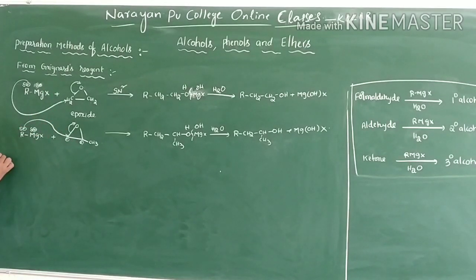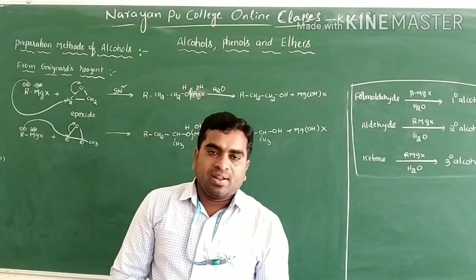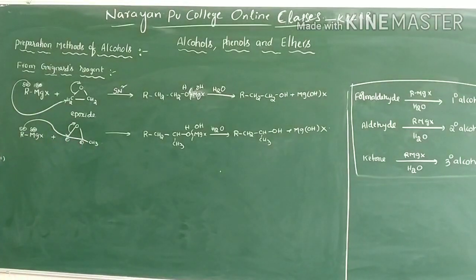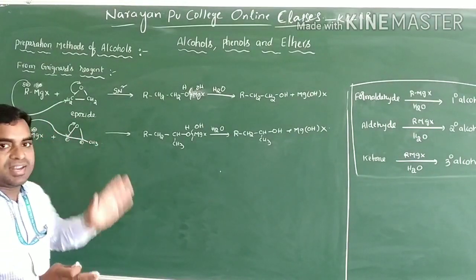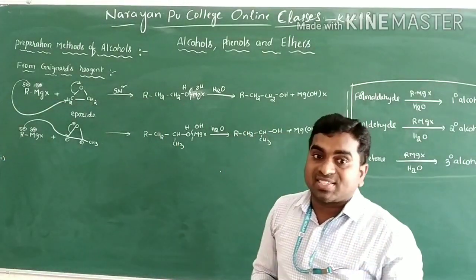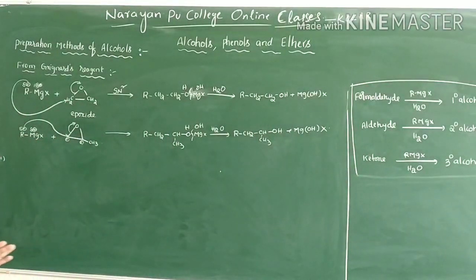Now the second one is from acid derivatives. Acid derivatives means we have acid chloride, esters, and acid anhydride. Whenever a Grignard reagent reacts with acid derivatives, when you use an excess amount of Grignard reagent, you always get tertiary alcohols as the product. Simple. I will take the acid chloride here. Acid chloride is RCOCl.